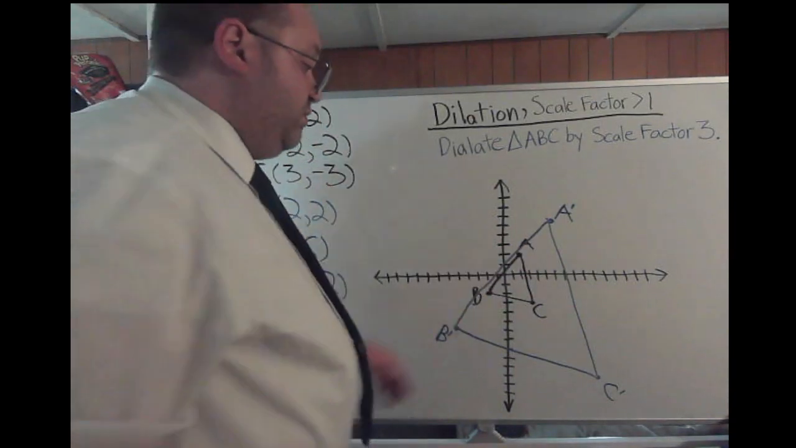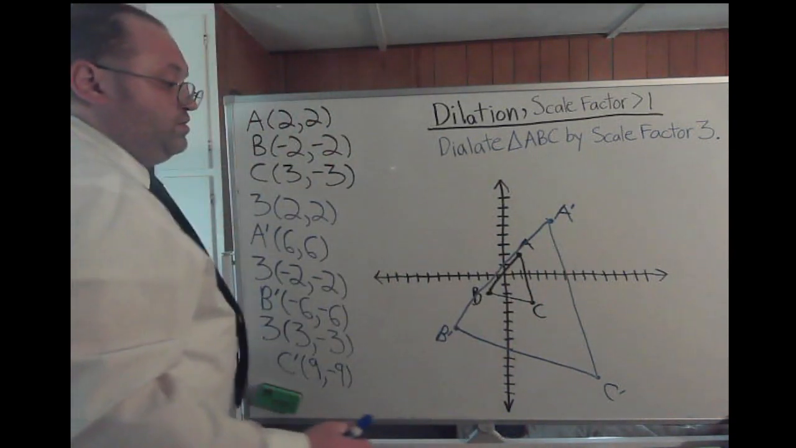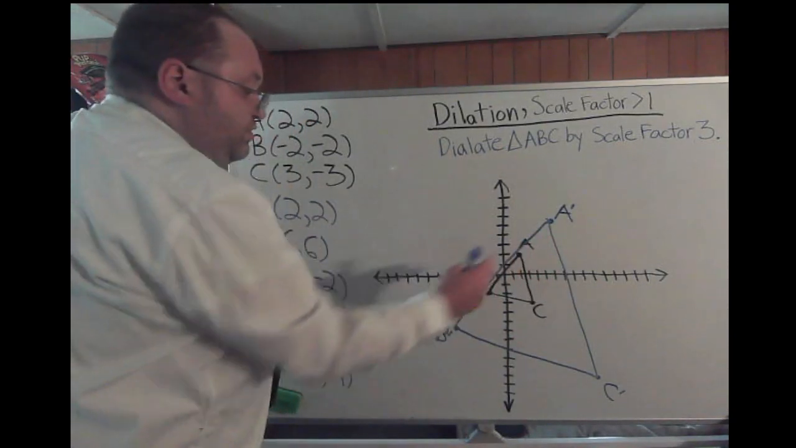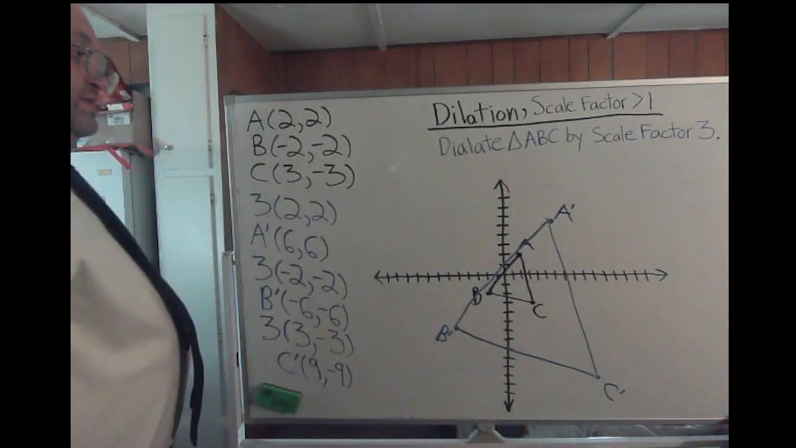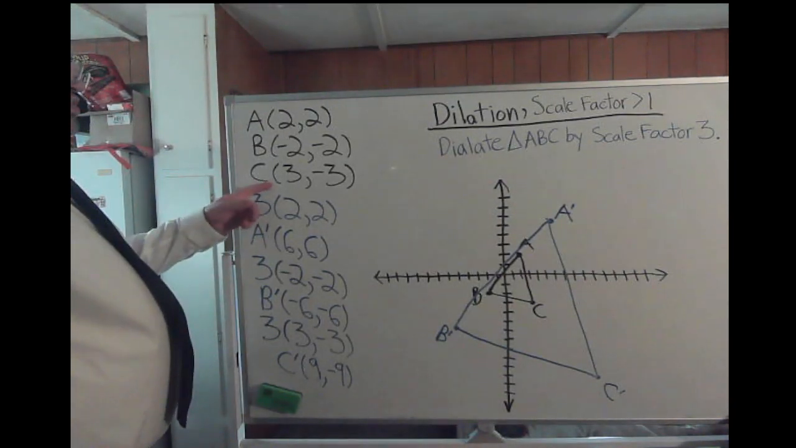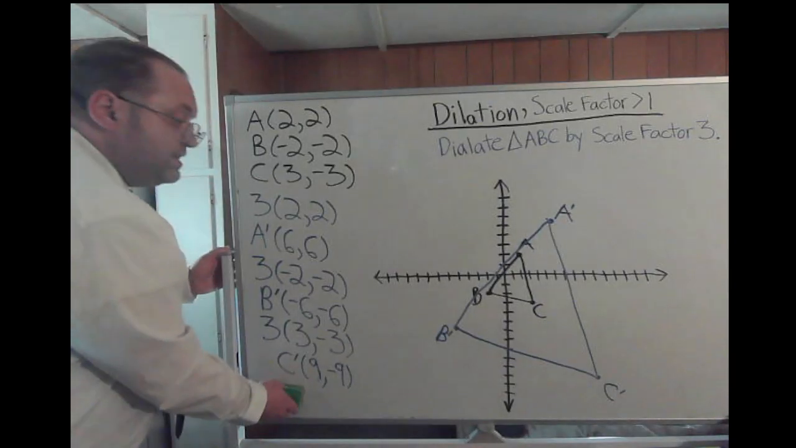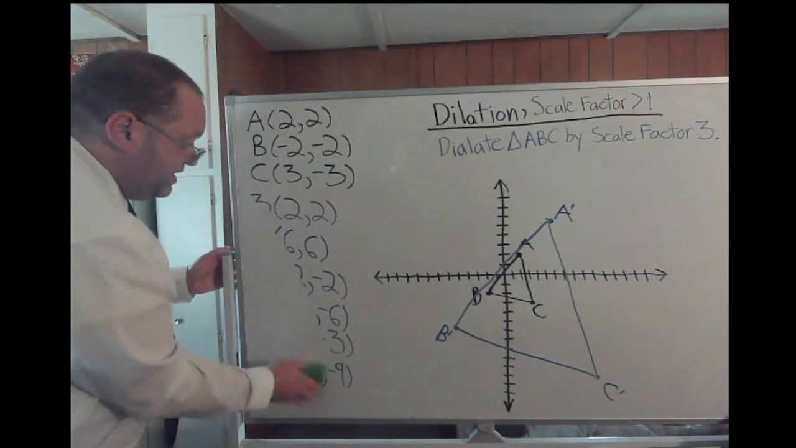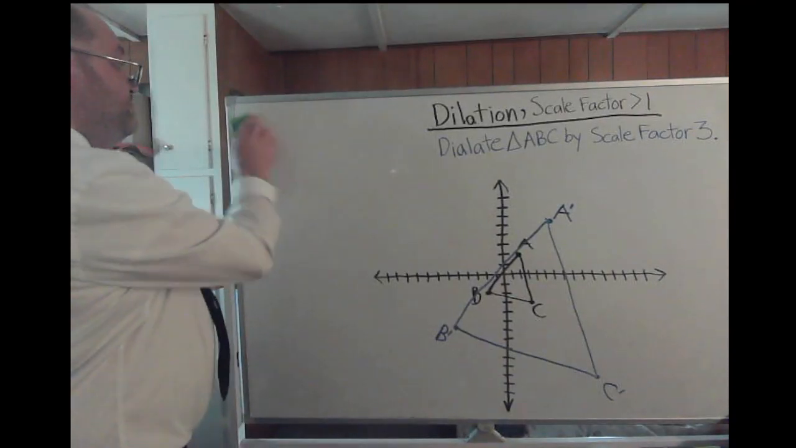That is perfectly normal. It'll be centered all around the smaller triangle. So we have a dilated triangle of A prime, B prime, C prime. So all you're doing is taking your original coordinates, multiplying it by that scale factor, and you got your results. And you just connect them like you would with any other shape. Connect your dots, and you got the shape you desire.